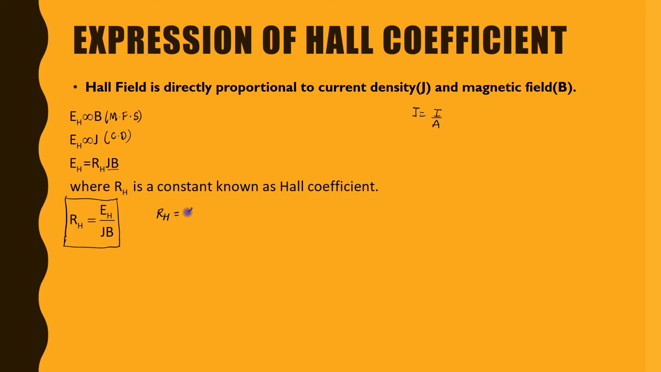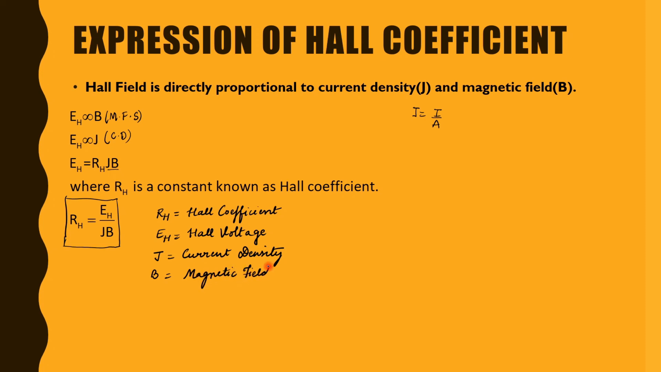RH is our Hall coefficient, whereas EH is our Hall voltage. You can also write it as VH; here we have written EH. J is our current density, and B is our magnetic field strength.